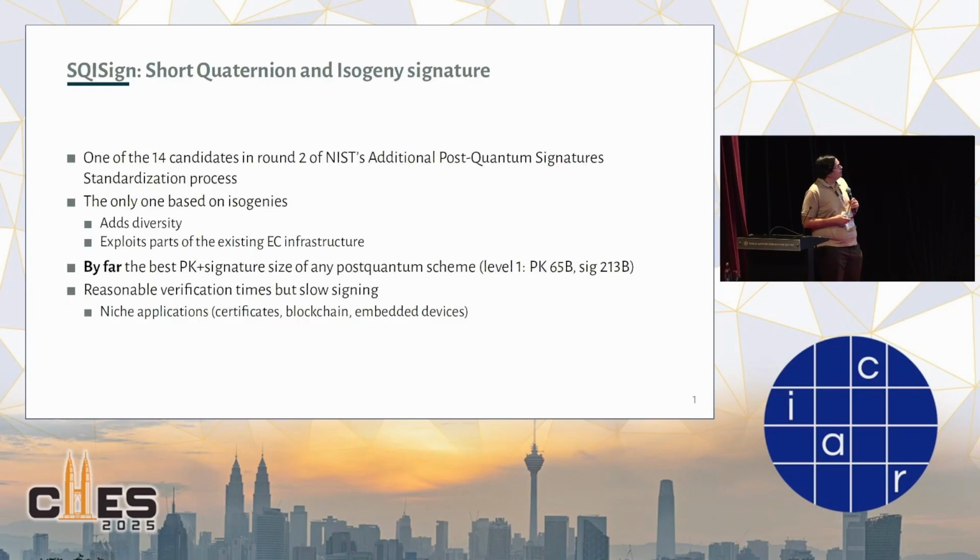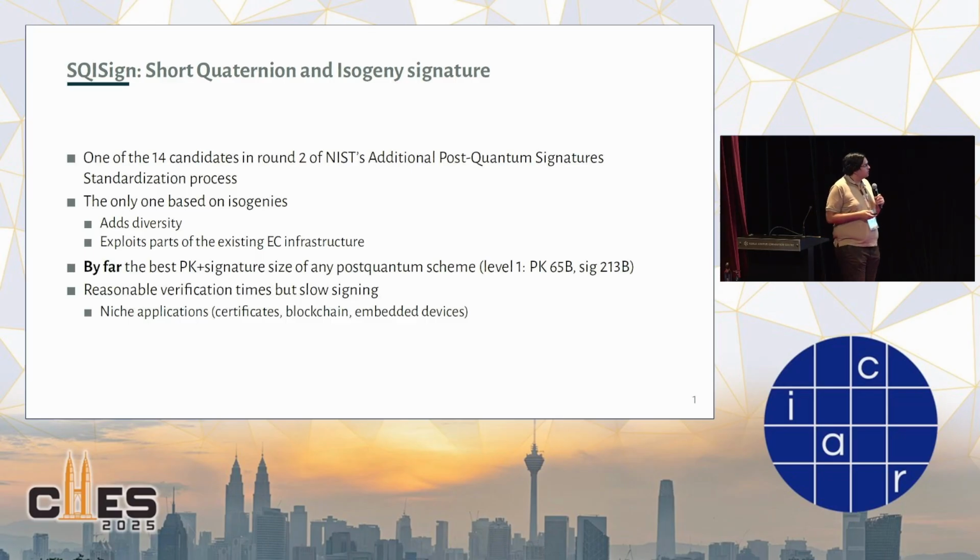SQIsign is one of the 14 candidates that made it to round 2 of the NIST additional post-quantum signature standardization process, and it is the only one based on isogenies. It has the main advantage that it has by far the best combination of public key and signature sizes out of any post-quantum scheme. It also has a reasonable verification time, but its disadvantage is its signing performance. It has been getting a bit better, especially in round 2, but still not the best.